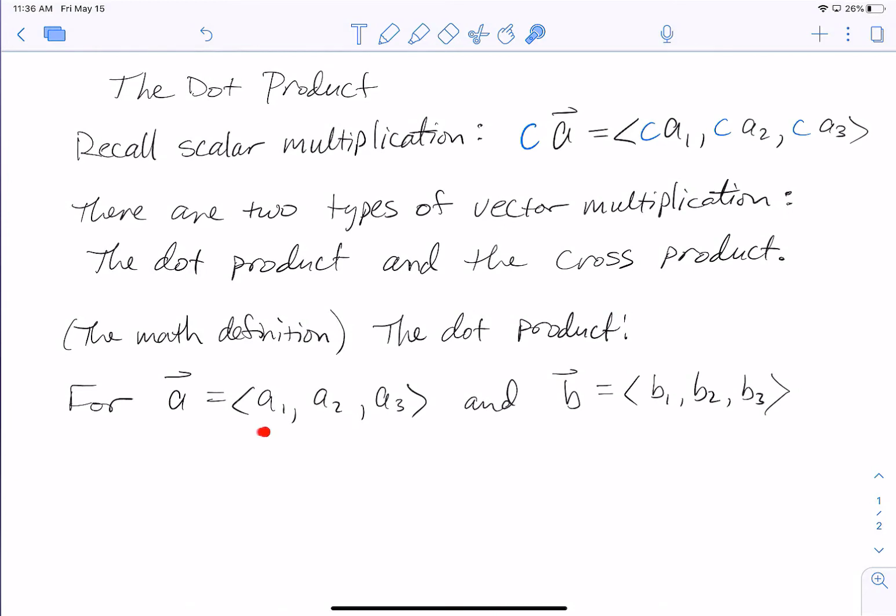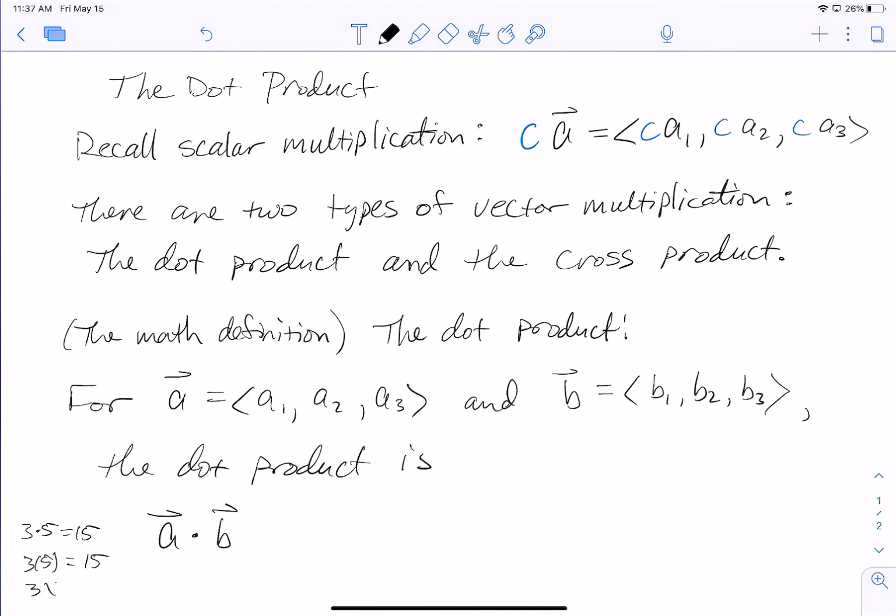The math definition of the dot product says that if we have two vectors, a and b, with components a1, a2, a3, and b1, b2, b3, the dot product is a dot b, so there's a dot between them. I'm going to pause right now to say, if I'm multiplying 3 times 5, we can write that with a dot, or 3 parentheses 5, we have the same thing. And if we're looking at 3 times x, we eliminate the dot entirely. That's not an option with the vector multiplication called the dot product. The dot here is actually required.